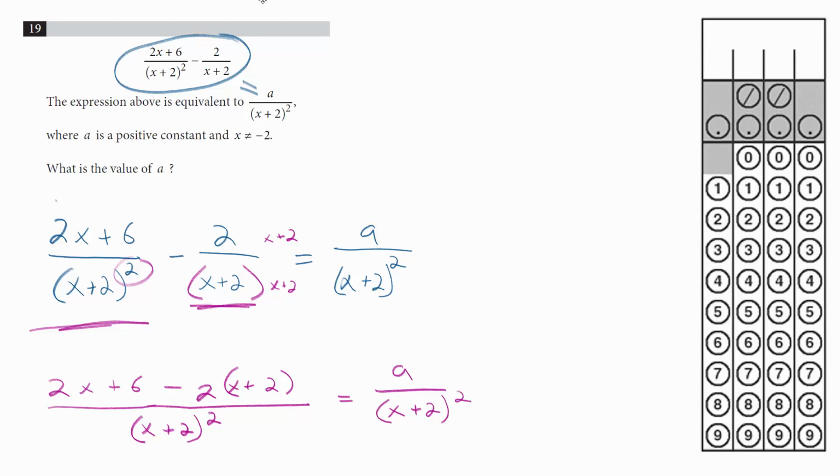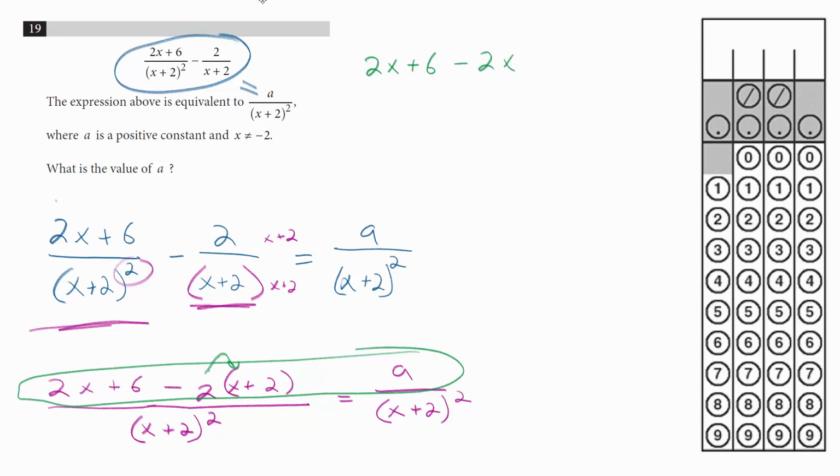And what we're left with is two large fractions that both have the same denominator. And if they both have the same denominator, that means that their numerators are equivalent. So how can this simplify? 2x plus 6 minus, I'm going to distribute the negative 2 to the x, 2x, and then the negative 2 to the positive 2. So that means minus 4, and all this equals a.